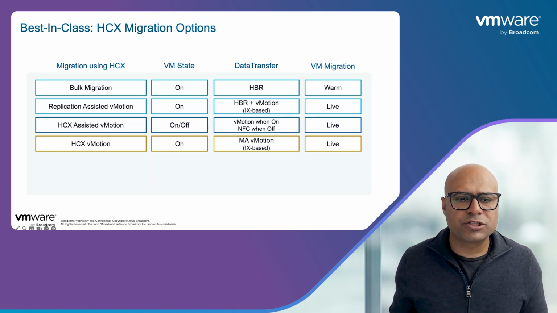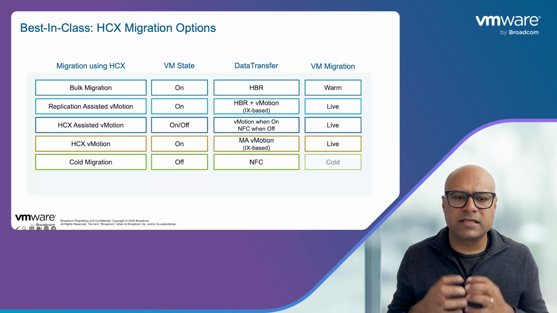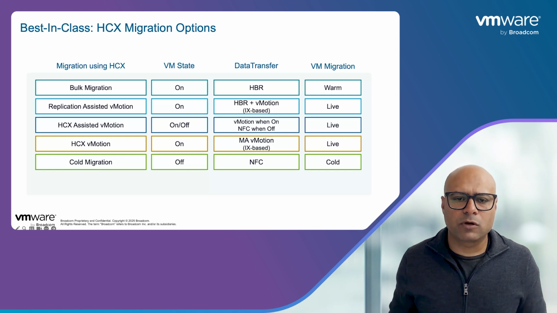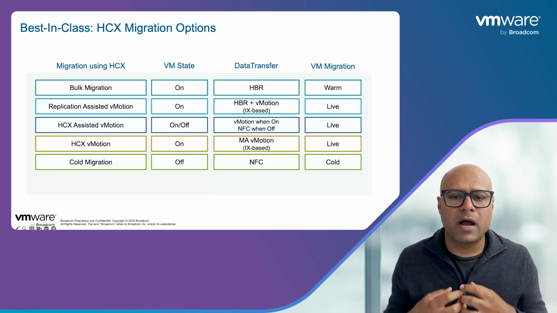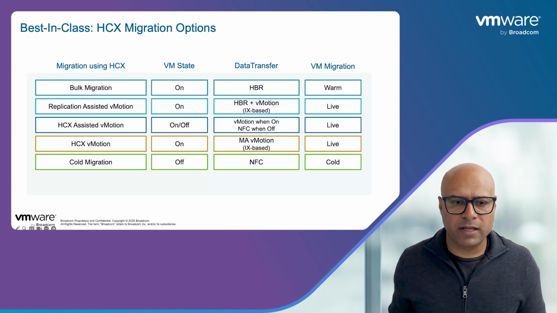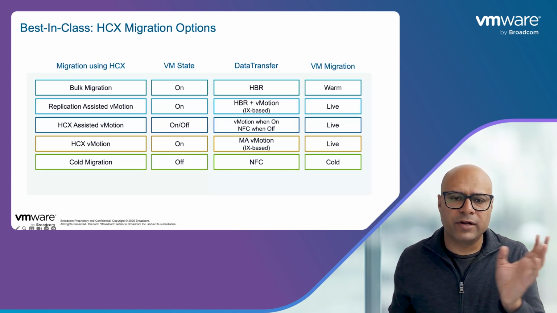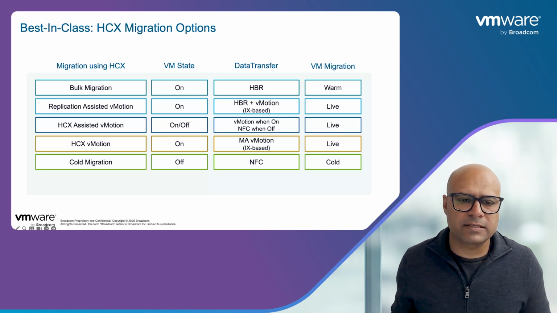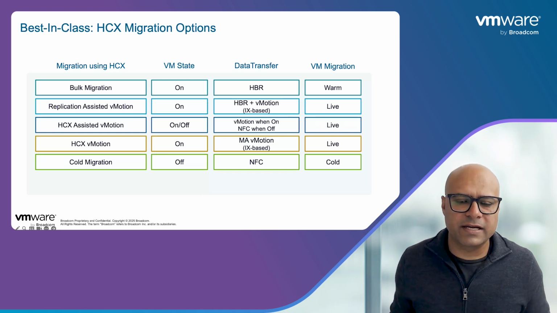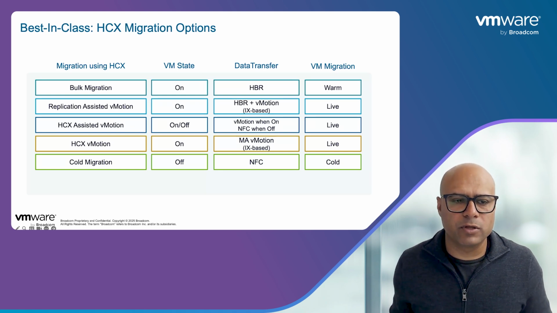And the cold migration is next. This is very similar to vMotion. It uses the same network path, same capabilities. The only difference is that you can migrate a powered off virtual machine using this capability. And you can retain the same IP addresses and MAC address and all that. It also needs to satisfy all the vMotion capabilities that are required for regular vMotion.